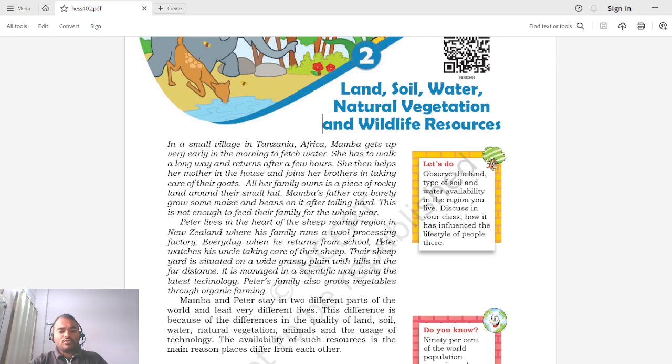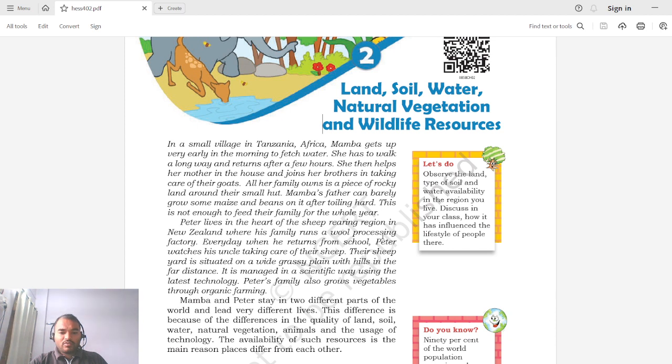We also have a story of Peter, and he is from New Zealand. So let us see what the story says. Peter lives in the heart of a sheep rearing region in New Zealand where his family runs a wool processing factory. So Peter lives in New Zealand and they have a wool processing factory installed. Basically, they rear sheep, and as we know, we get wool from sheep. Rearing these sheep, Peter's family gets wool from the sheep and processes the wool. So you can see that Peter's family seems to have a good business, right?